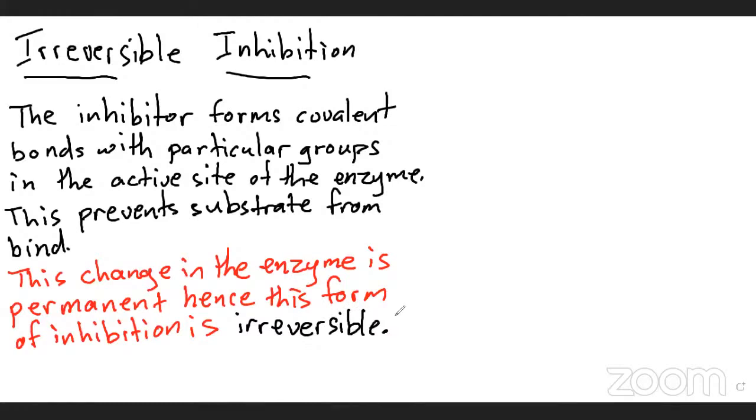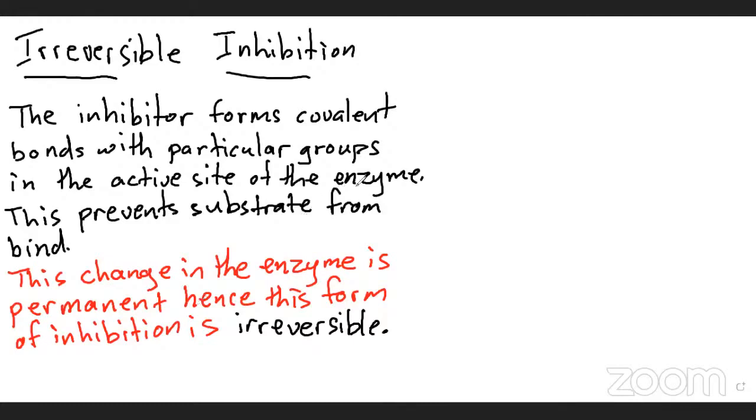Right, by the way, the competitive, both of those were reversible. So we call them reversible inhibition. Both the competitive that I just showed you and the non-competitive one were reversible because there was not a permanent change in the enzyme. This one here, the irreversible one, is when the change is permanent. So the enzyme cannot go back to what it was. So when the change is permanent, that is when the inhibition is irreversible.